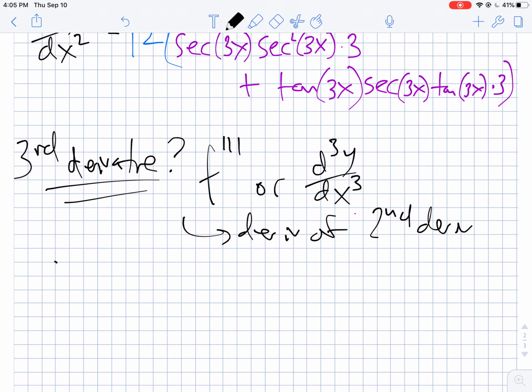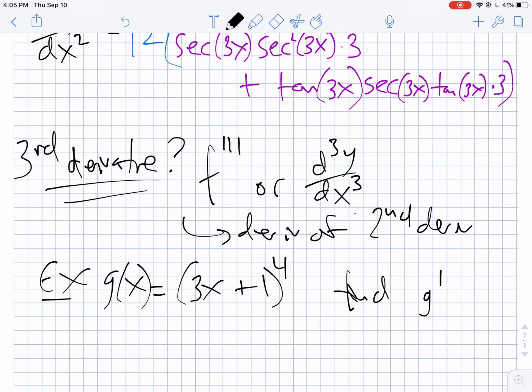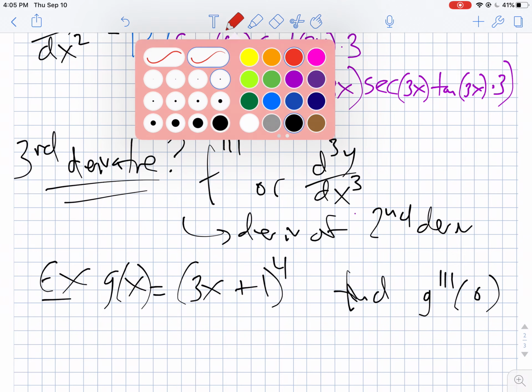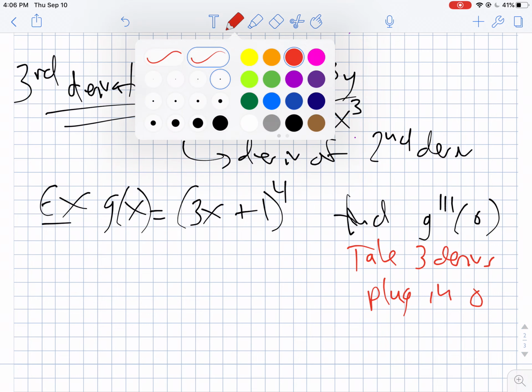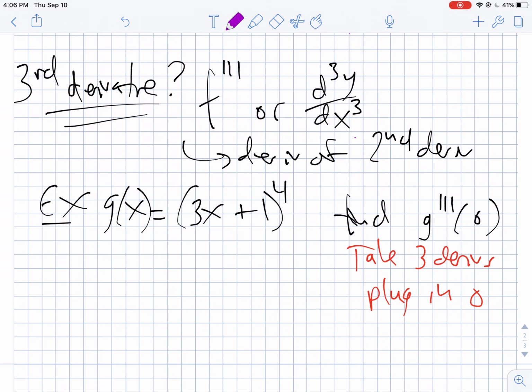So for example, if I tell you that g of x equals (3x plus 1) to the 4th power, and I ask you to find g triple prime of 0. Well, this would hopefully be kind of what you'd expect, right? That you just take 3 derivatives, and then at the very last step, then you plug in 0. So we always plug in as our last step. So take the first, take a second, take a third, and then plug in. Okay, and we'll see this kind of works out nicely.